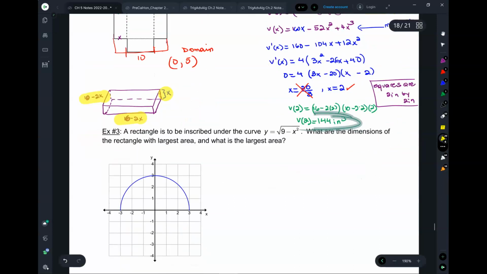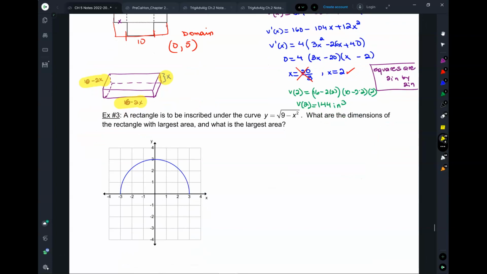Okay, let's move on. The third type of problem we're going to do is when you have a rectangle within another shape, like this one. So this says a rectangle is to be inscribed under the curve y equals the square root of 9 minus x squared. Let's talk about this for a minute. Now is the time that I want us to all memorize that when you have this format for an equation, this represents a semicircle.